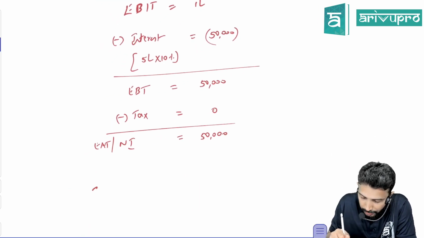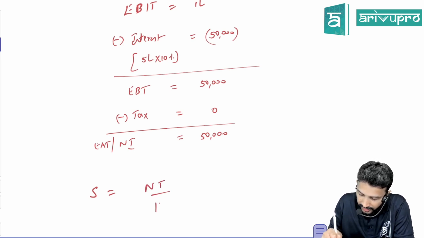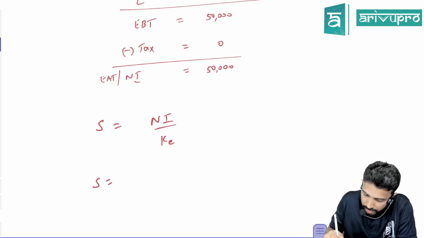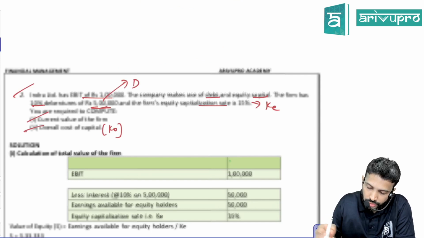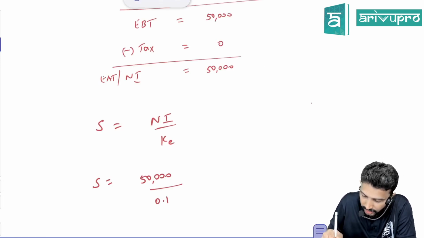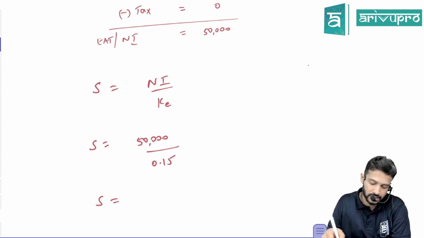How do you get market value of equity now? Net income divided by cost of equity. Net income, just now we got it to be 50,000. Cost of equity they've given in the question to be 15%, which is 0.15. So that gives us how much as S?